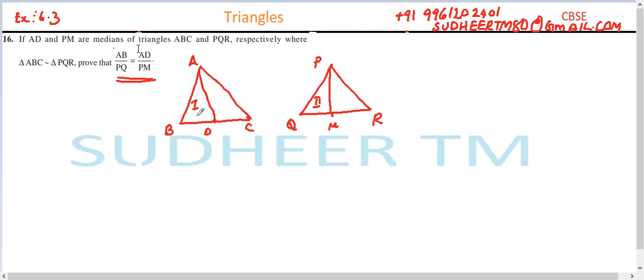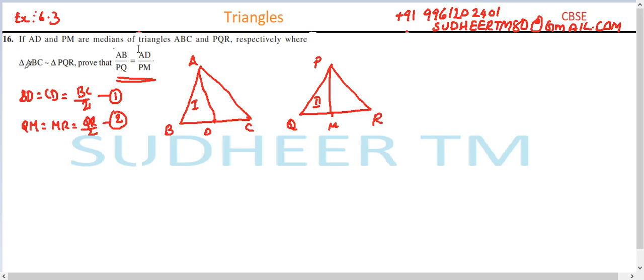This is the method. So for that, what is given here, D is the midpoint. So if D is the midpoint, we can write BD equal to CD, which is equal to BC by 2, equation number 1. Similarly, M is the midpoint, so we have another equation, QM equal to MR equal to QR by 2, equation 2. The same way we can write BC is equal to 2 into BD. We'll be using this later.